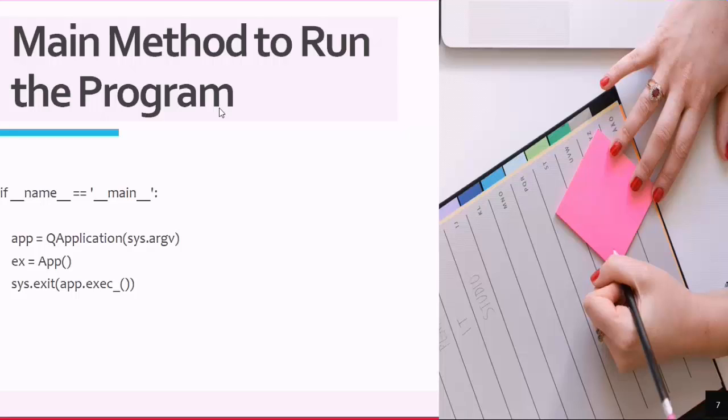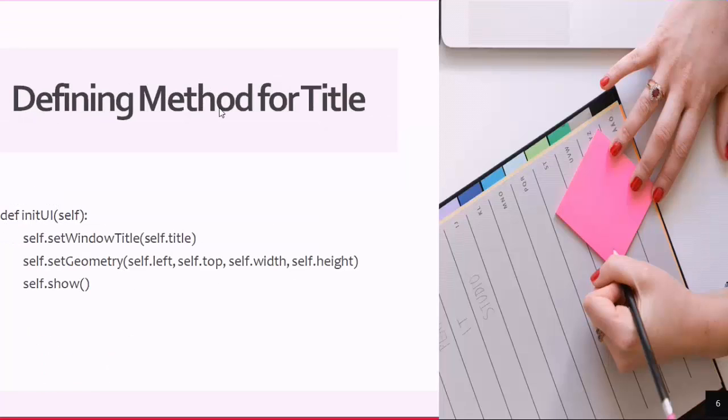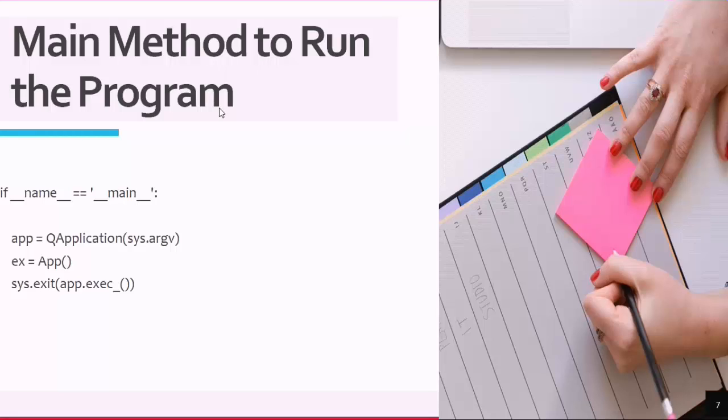So I have created the main method by defining if __name__ equals __main__, and inside that I have used the object called app equals QApplication, which we have imported from PyQt5.QtWidgets. So what will happen? I have used QApplication and inside that sys.argv, which I'm going to pass on.